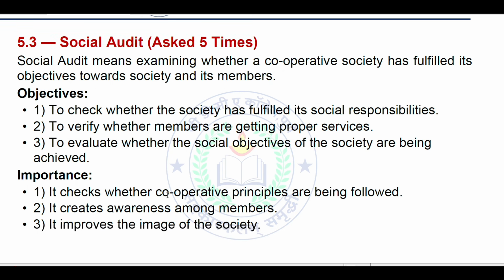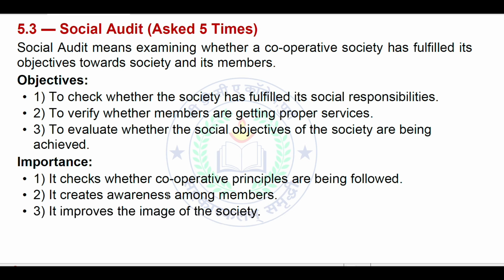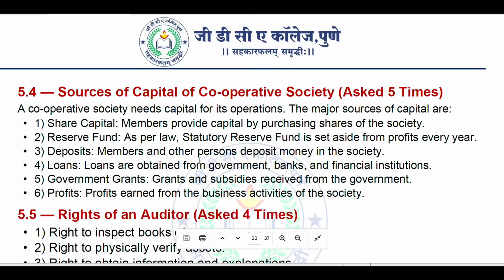Number three, social audit, asked 5 times. Social audit means examining whether a cooperative society has fulfilled its objectives to the society and its members. Objective: to check whether the society has fulfilled its social responsibilities, to verify whether members are getting proper services, to evaluate whether the social objectives of the society are being achieved. What is the importance of it? It checks whether cooperative principles are being followed, creates awareness amongst the members. Number three, it improves the image of the society.